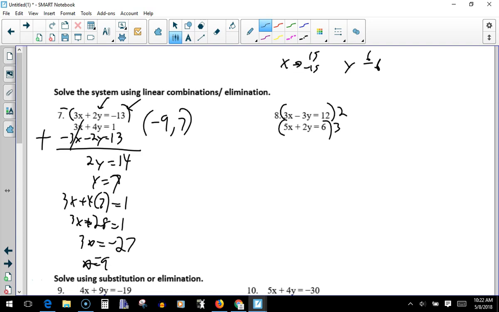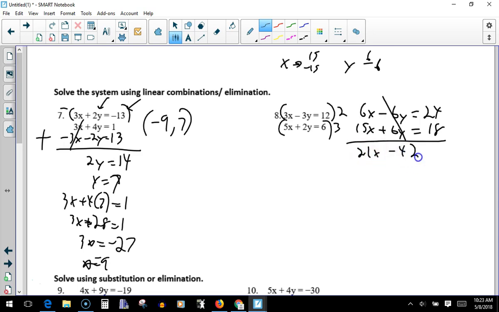So 2 times 3, 6x, minus 6y equals 24. 3 times 5, 15x, plus 6y equals 18. My y's cancel. I get 21x equals 42, and x is 2. Now I can plug my 2 in either place. I'm going to plug it in the second one, so I don't have to worry about the negative 3. Not a big deal. It's just the way my brain works. So 5 times 2 plus 2 times y equals 6.